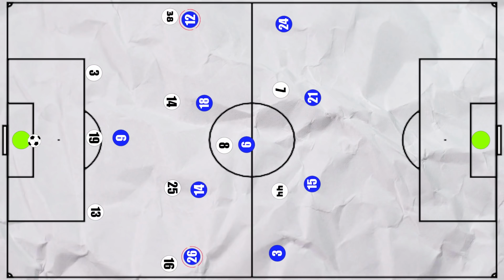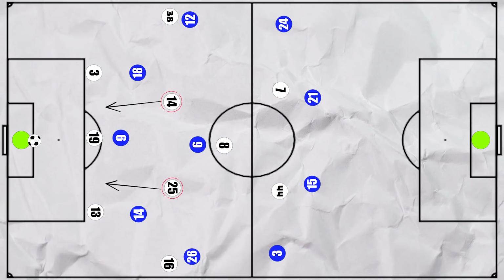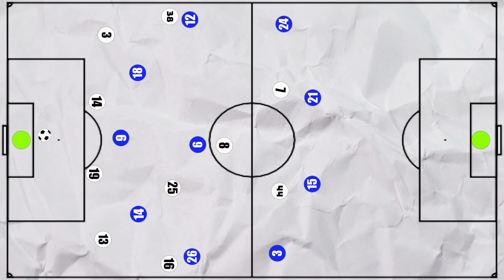As the Sampdoria wingers were out wide to provide defensive solidity, it meant that at times, it was up to their number 8s to push high and apply the pressure on Juventus's men. In these scenarios, it meant that the responsibility often fell on one of Rabiot and McKennie to drop deep and create a 4 versus 3 and be the spare man, which they did manage at times.